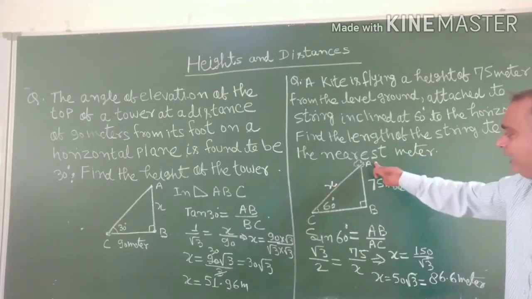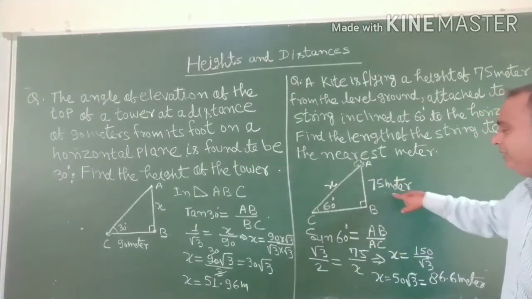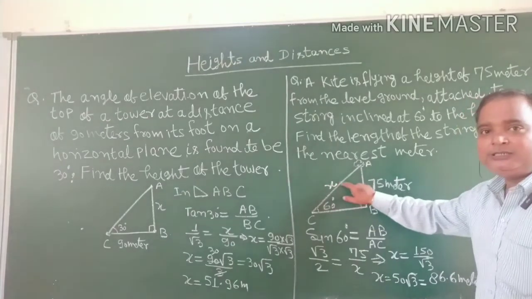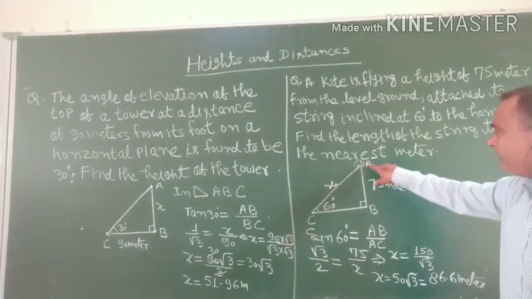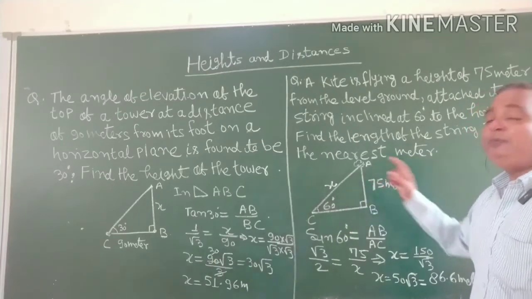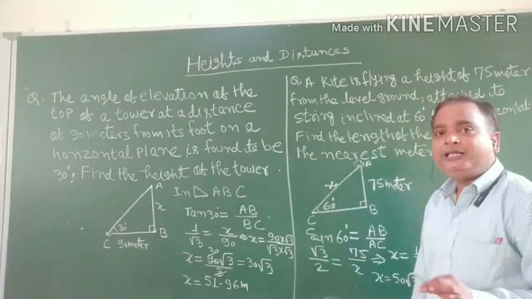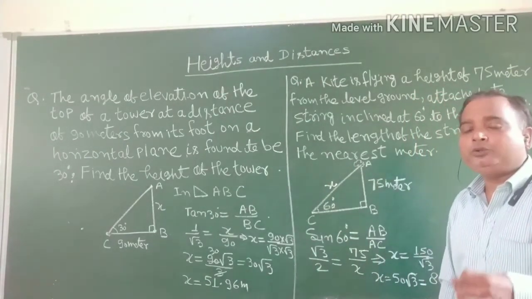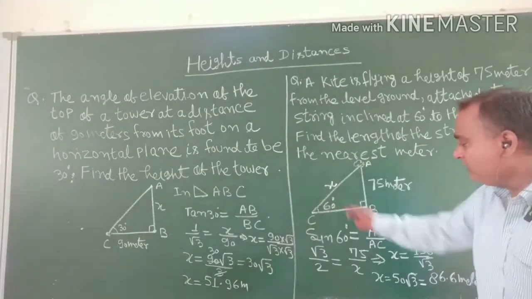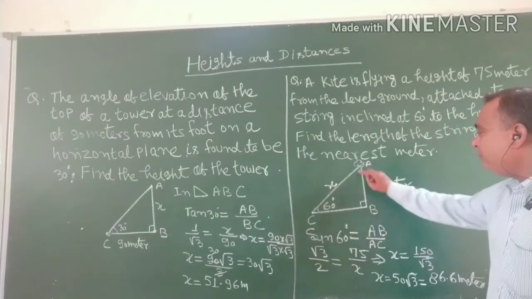So again ABC is our right angle triangle. Height is given 75. We have to find length of the string. Means let it is the distance x. In the right angle triangle perpendicular is given, and we have to find hypotenuse. By the formula of sine function, we know that sine is the ratio of perpendicular to the hypotenuse. And here the angle of elevation is given 60 degree. So we can write sine 60 equal to again perpendicular upon hypotenuse.